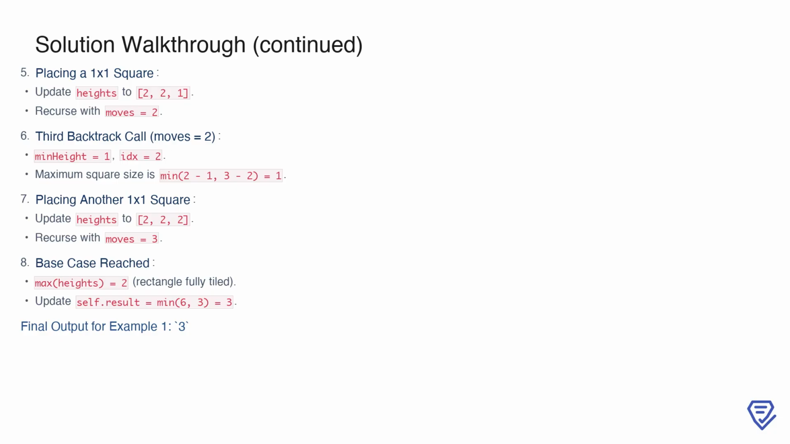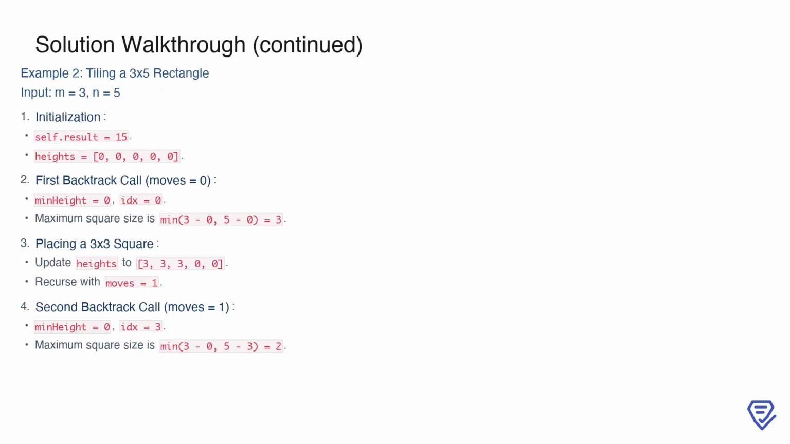In the subsequent backtrack call, the minimum height is 1 at index 2. The largest square that can fit at this position is min(2 - 1, 3 - 2), which equals 1. Another 1 by 1 square is placed here, updating the heights array to 2, 2, 2. With this placement, the rectangle is fully tiled, as all columns reach the maximum height of 2. The base case is reached, and the algorithm updates self.result to the minimum of the current result, 6, and the move count, 3. This gives a final result of 3 for this example, meaning the rectangle can be tiled with 3 squares. Next, we tackle a 3 by 5 rectangle, starting with the initialization.